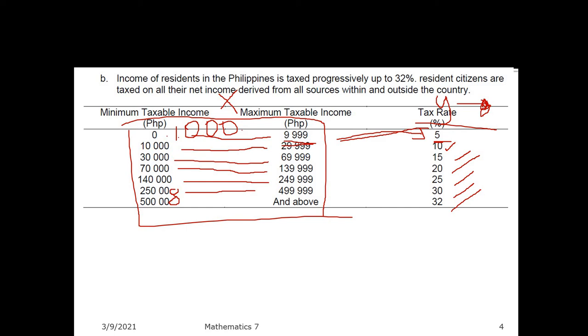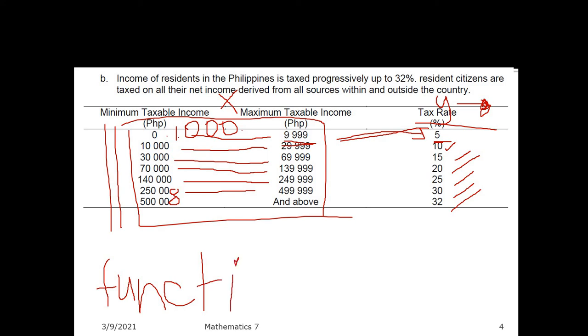But we take note that we did not repeat the domain or our x values. So we can say that this is a function, a special kind of relation. This is a function because our x values, our input, is not repeated. So that's a function.